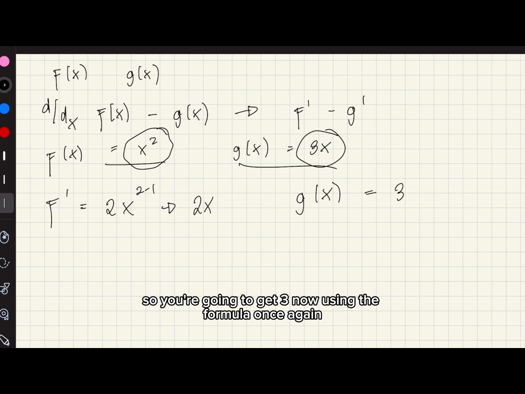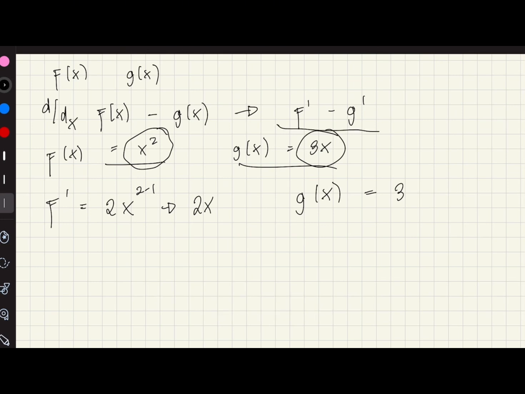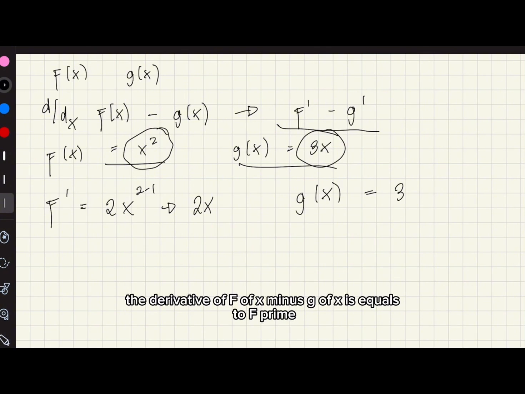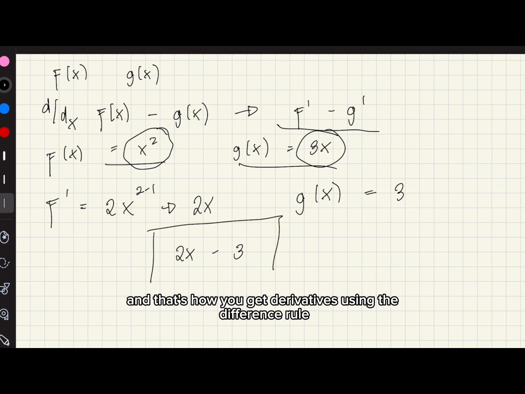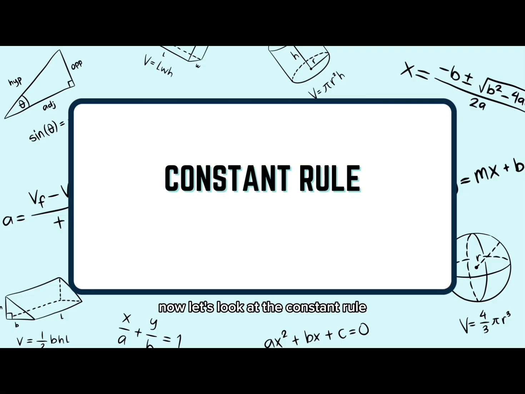Now using the formula once again, the derivative of f of x minus g of x is equal to f prime minus g prime, which is 2x minus 3. And that's how you get derivatives using the difference rule. Now let's look at the constant rule.